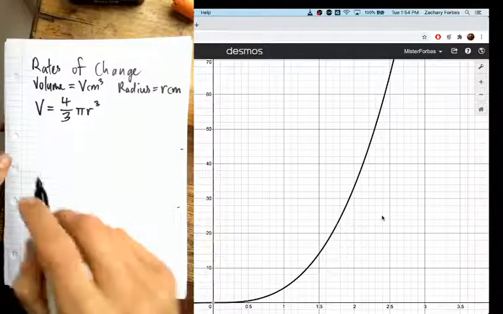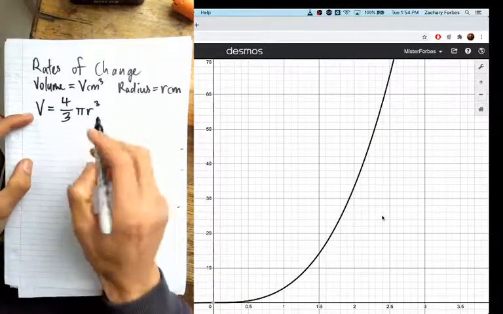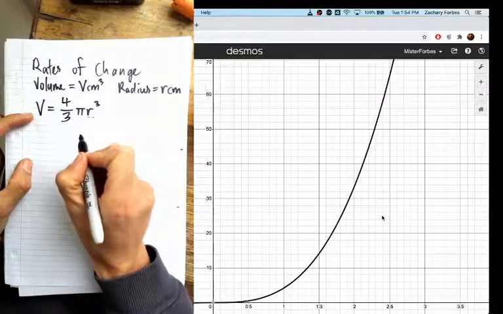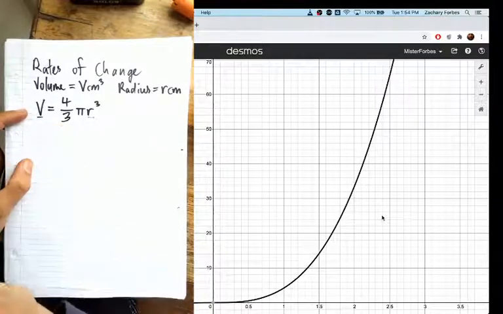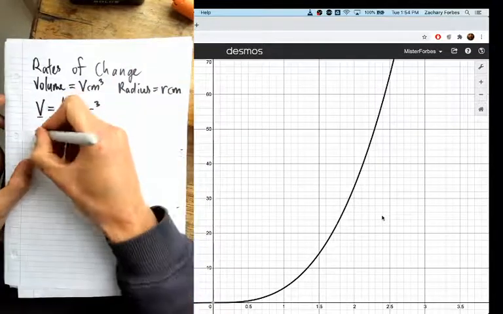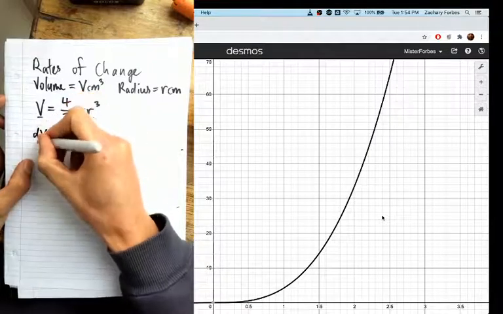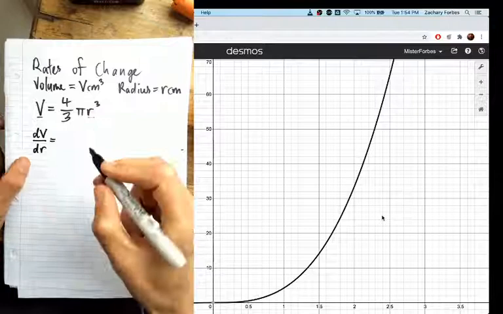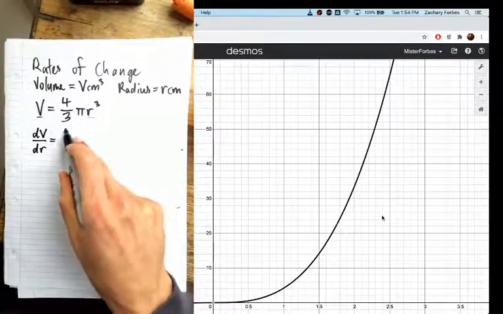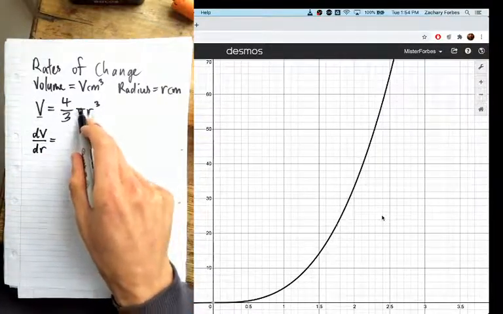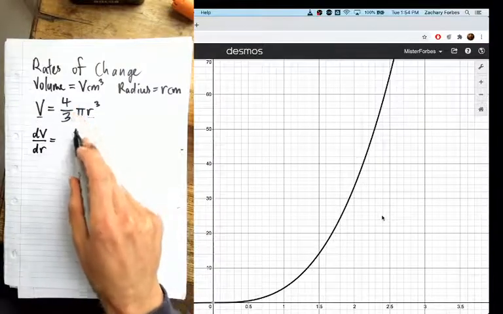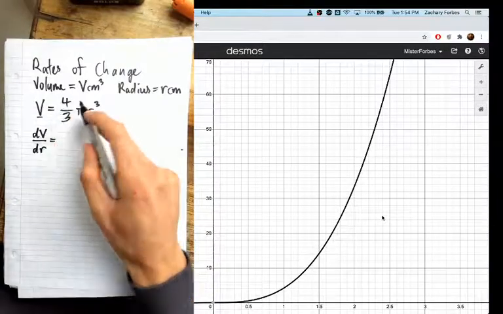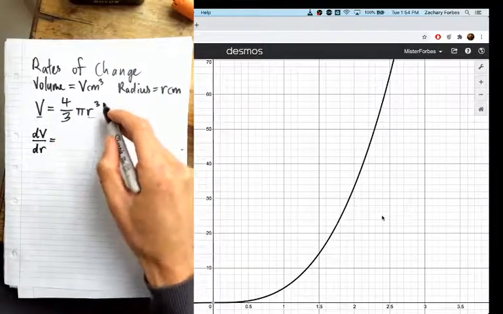So the derivative here, our only variable is R, and we're looking at the change in volume. So we're going to have to write the change in volume over the change in radius. This looks tough because there's a fraction and this scary looking pi, but actually 4 over 3 pi is just a number. So we're only actually dealing with the r. What power is the r to? It's to the power of 3.